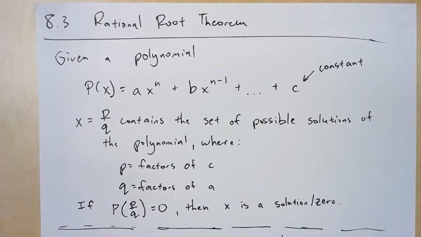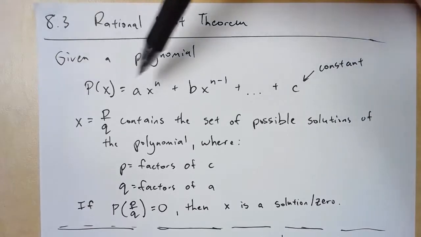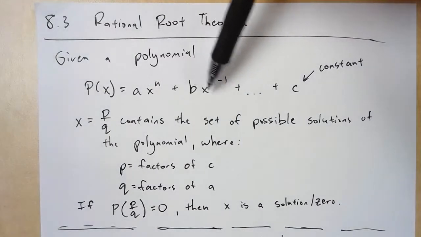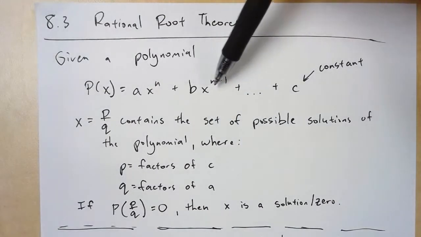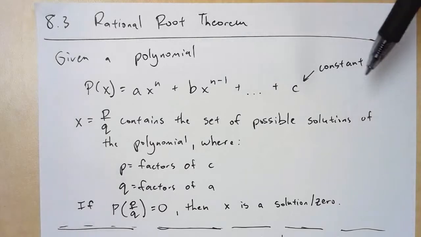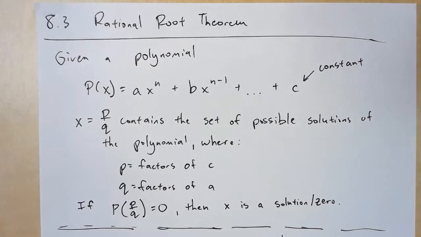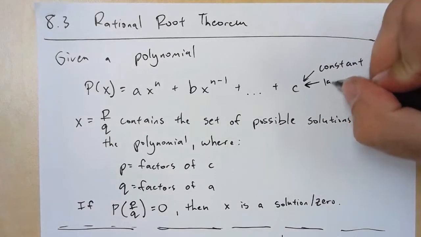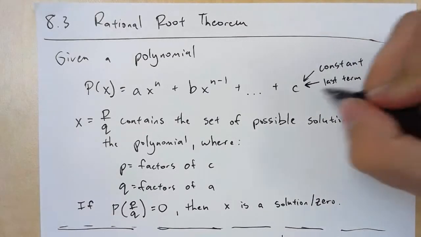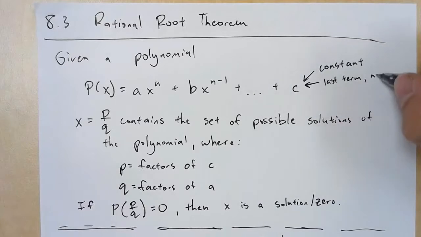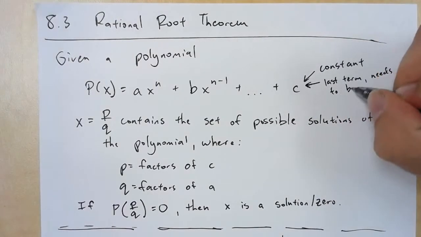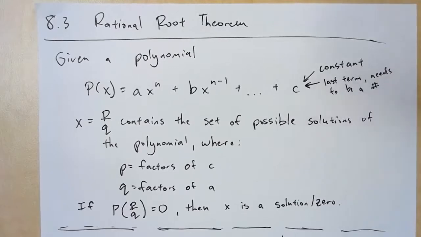Alright folks, today we're working on 8.3, which is the rational root theorem, which allows us to do some interesting things really quickly. So given the polynomial p of x equals a x to the n plus b x to the next number down, so if this was 4, this would be 3, plus 2, and so on all the way down until you get to a constant c, which is the last term, and it needs to be a number and not a thing with an x in it.